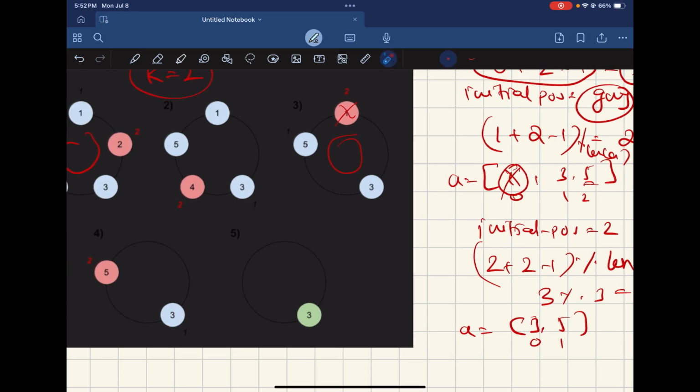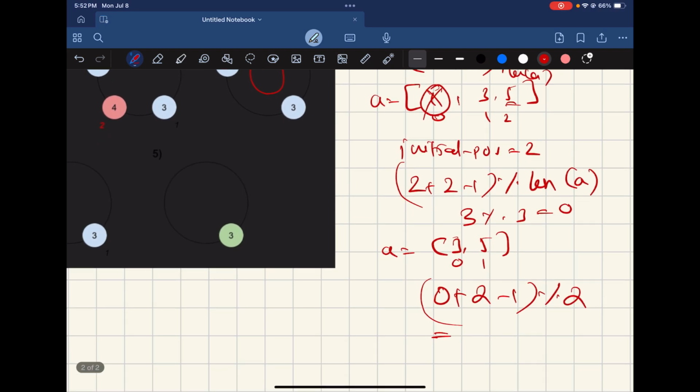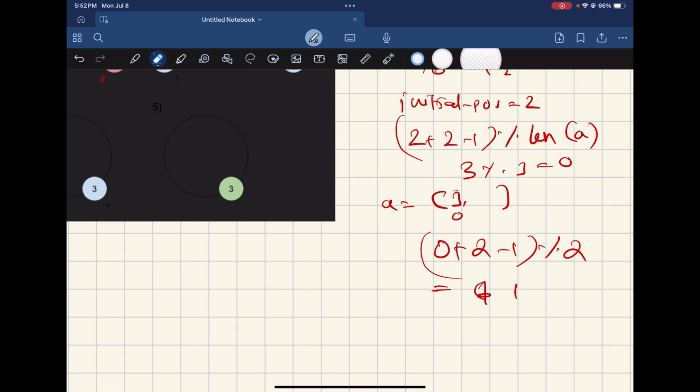3 is now starting off. If 3 is starting off, then we do 0 plus k, which is 2, minus 1, mod length, which is 2. 0 plus 2 is 2, minus 1 is 1. 1 mod 2 is 1, so whoever is at index 1 is going to be out. So that's exactly what we want to do. We want to kick whoever is sitting at 1 out, right? And then we're just left with one person in this whole array. And that's when we stop.